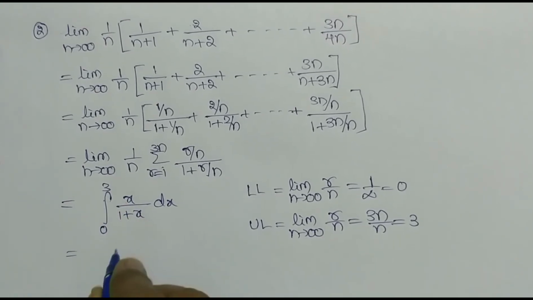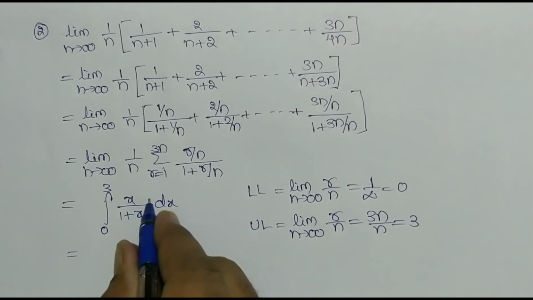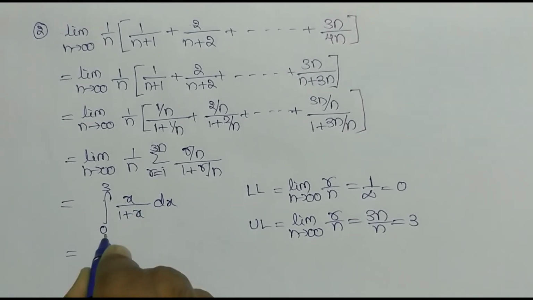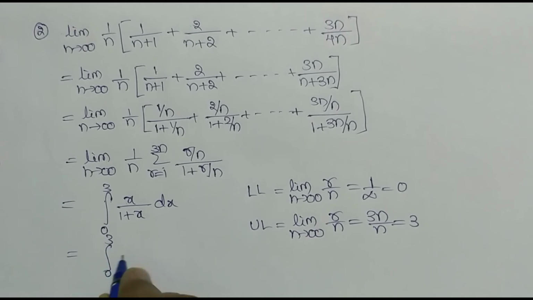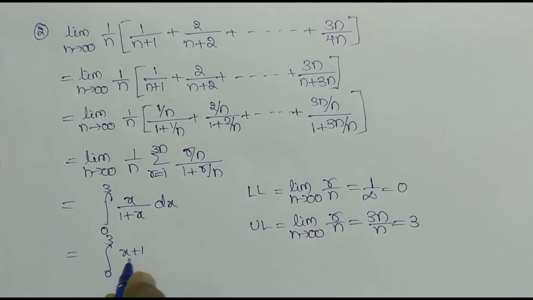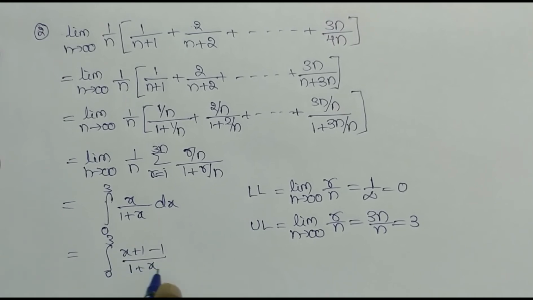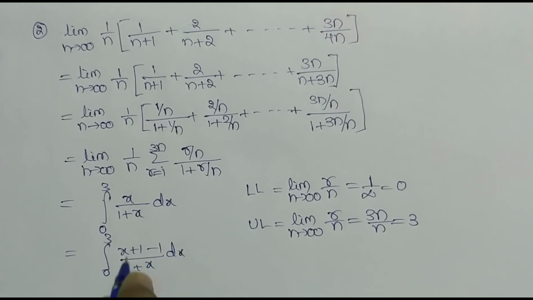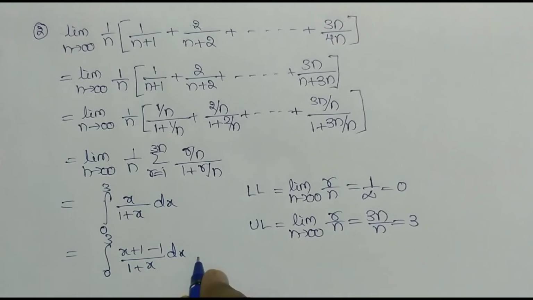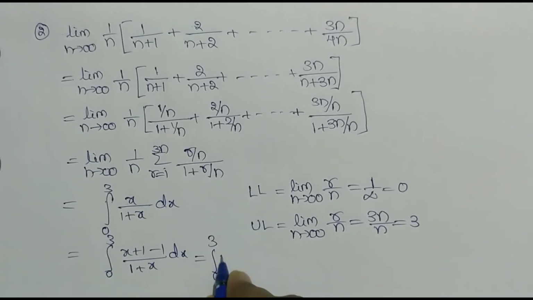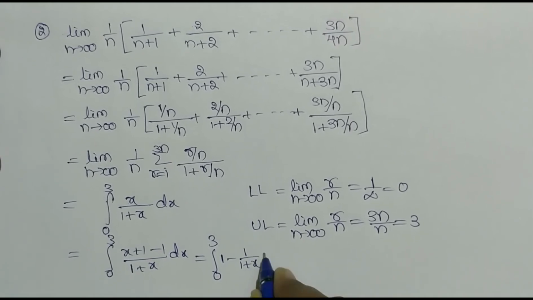Now add plus 1 and minus 1 in the numerator, you will get integral 0 to 3 x plus 1 minus 1 by 1 plus x dx. X plus 1 it will become integral 0 to 3 1 minus 1 upon 1 plus x dx.